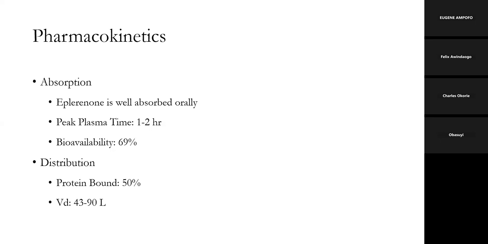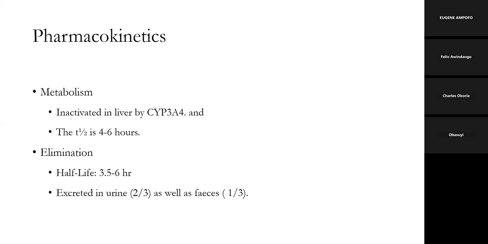Well absorbed, peaks within 1 to 2 hours, and the bioavailability is about 69%. It is 50% protein bound, and that is the advantage it has, because it means that you have about 50% of it in the bloodstream that moves around and can effect some change, compared to spironolactone, which is tightly protein bound. Very large volume of distribution, about 43, depending on the individual, to 90 liters. It is inactivated in the liver by CYP3A4, and the half-life is about 4 to 6 hours.